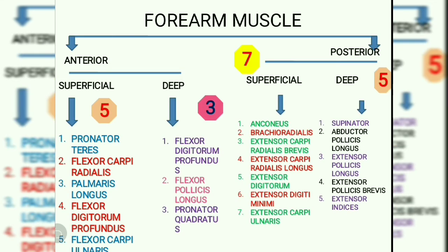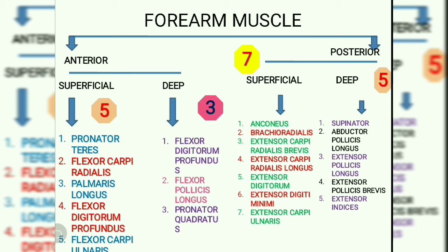Forearm muscles. The forearm muscles are also divided into anterior compartment and posterior compartment. Under the anterior compartment, we have 2 types of muscles: superficial muscles and deep muscles. There are basically 5 superficial muscles and 3 deep muscles in the anterior compartment of the forearm, and in the posterior compartment of the forearm, we have 7 superficial muscles and 5 deep muscles. Under the anterior part we have superficial and deep muscles, and under the posterior part we again have superficial and deep muscles.